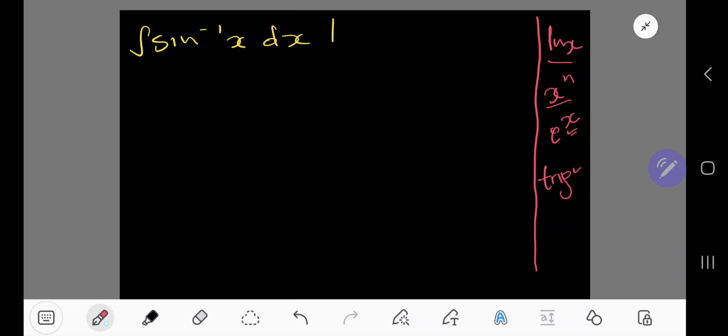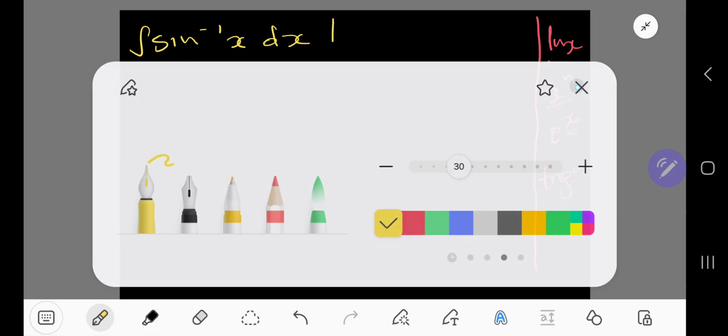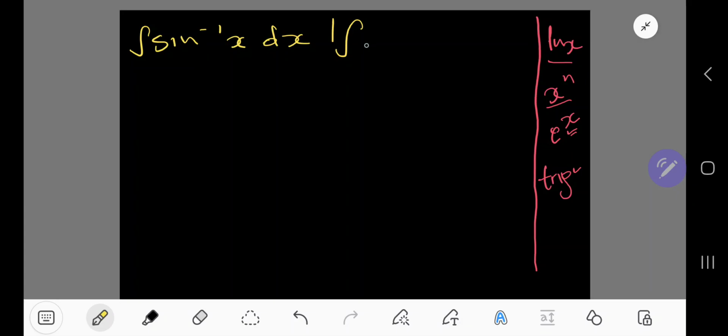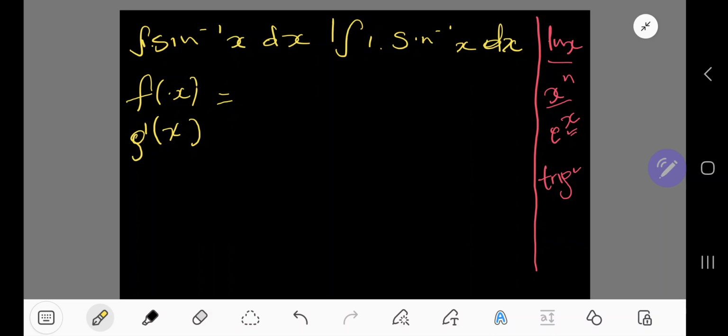The rule will apply. So now if we're given an inverse, we want to rewrite this. We remember that there is 1 here, so we want to say 1 times sine inverse of x dx. Why are we doing that? It's because we want to find out f of x and g prime x. So in this case, 1 is not part of this rule, but arcsine is part of it. So that means arcsine will be f of x and 1 will be g prime x.